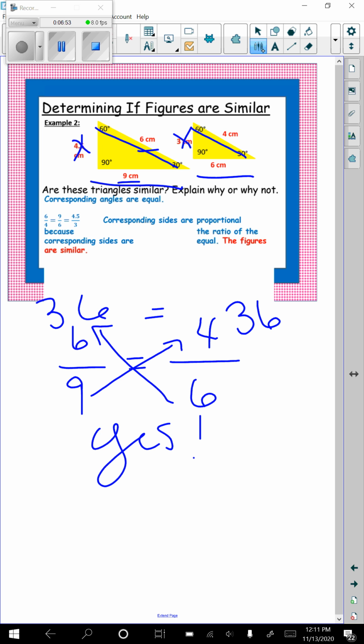Again, if I'm going too fast or you need to catch up or anything, please just pause it and then you can restart it anytime you need to, or you can go back.